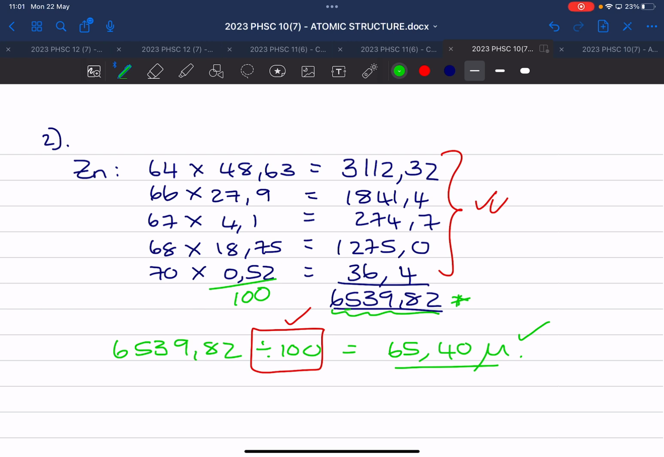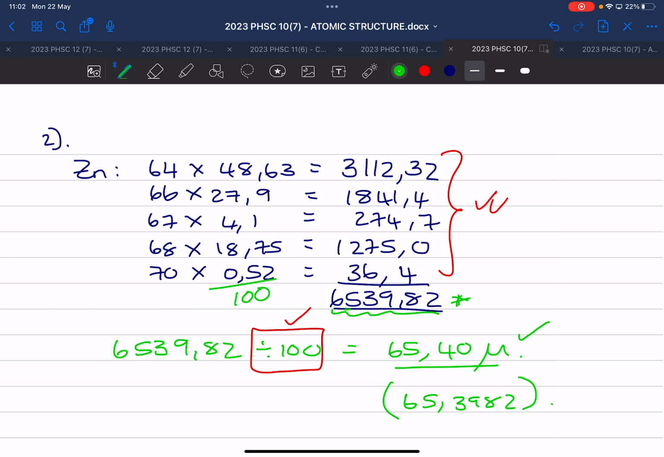Because it's 65.3982 blah blah blah, and if you round that off you get 40. Final answer, you round off to 2 decimals. You don't have to, but it's good if you practice. If my answer is 65.395, then somewhere you did something wrong. But if you round that off, you still get 40.